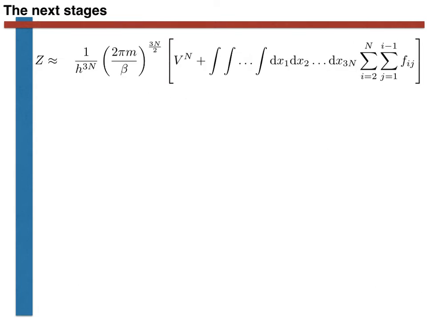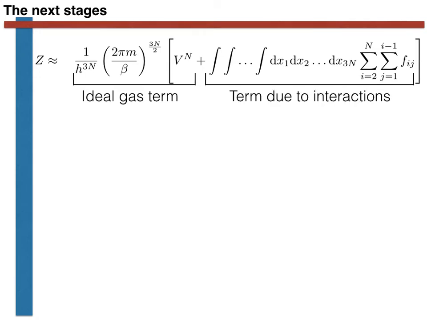The result that we have just arrived at is shown at the top of this slide. Notice that if you neglect the second integral here, the result we have is exactly the result we had for the ideal gas. Unsurprisingly then, everything concerned with the interactions between particles has been separated out into this second part of the equation.